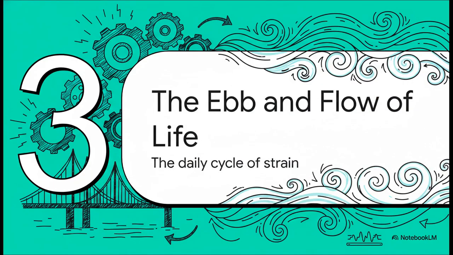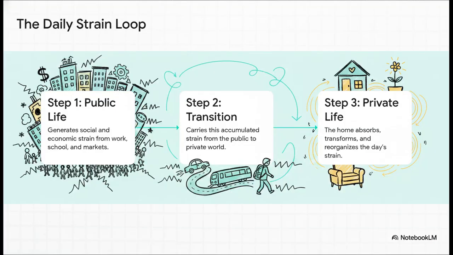Okay, so our spaces are strain management systems. Got it. But life isn't static, right? It's a constant ebb and flow, this daily rhythm of generating and then absorbing all these different pressures. Just look at any typical day. We head out into the world, we go to work, to school, and out there we build up all kinds of social and economic strain. Then our commute home. That's the transition. That's when we're literally carrying all that pressure back with us.